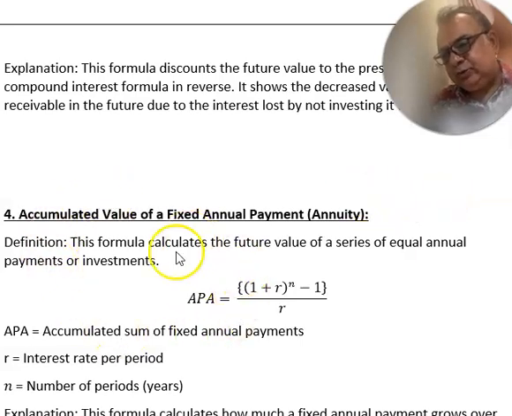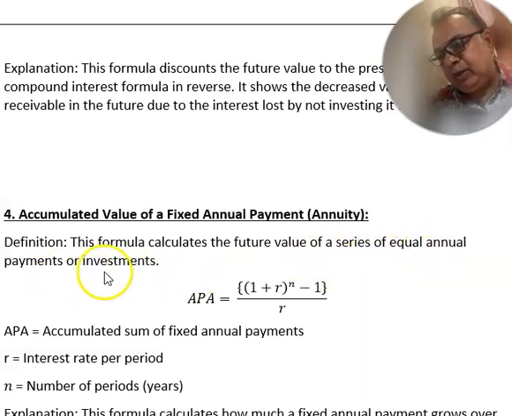So we can use this formula. Definition: this formula calculates the future value of a series of equal annual payments or investments. This is called APA, accumulated value of fixed annual payment. You are putting 100 rupees in a bank for 5 years. After 5 years, how much amount you will get, you can calculate it.